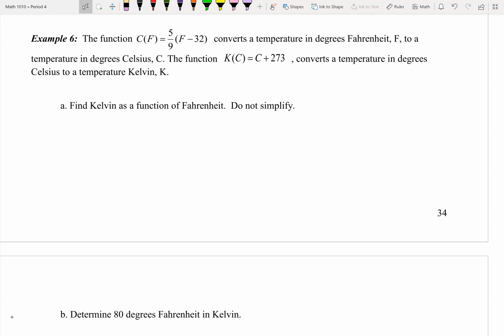Okay, so little confusing, so watch. The function c of x takes something that's in Fahrenheit and turns it into a Celsius. The next equation takes something that's a Celsius and turns it into a Kelvins. Well, now they want Kelvin as a function of Fahrenheit. So everybody write this right here.